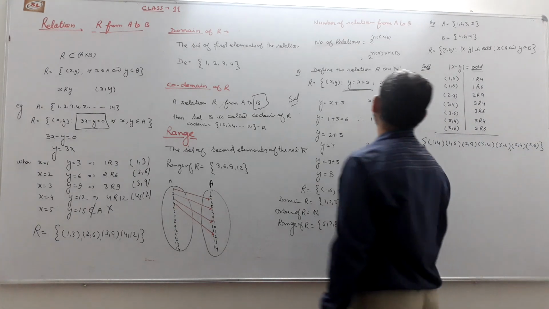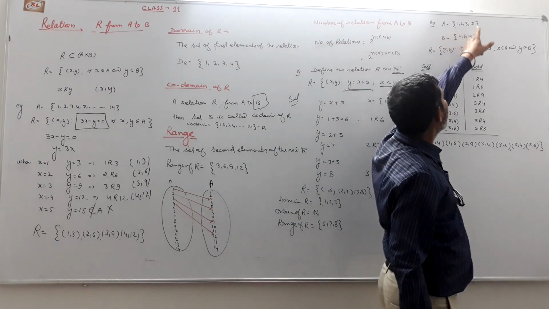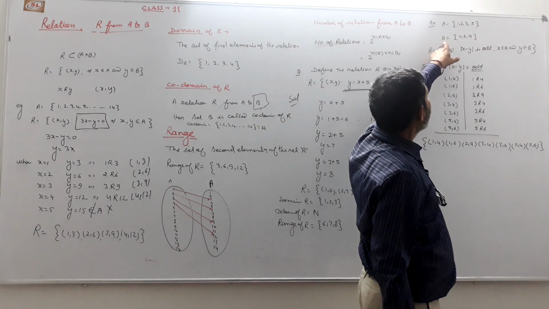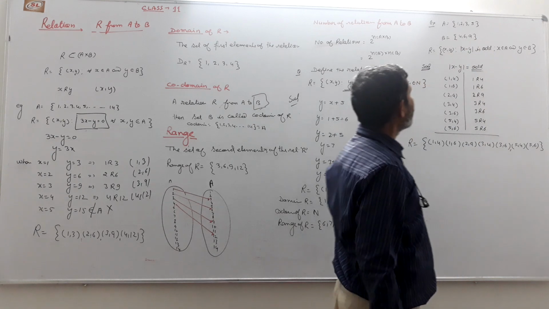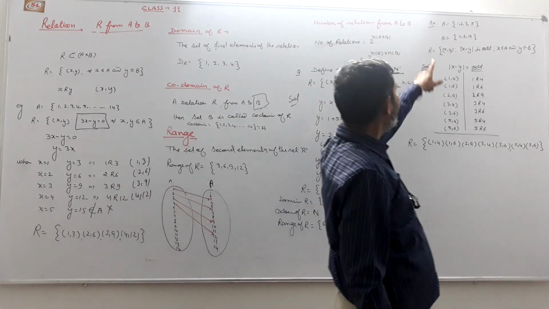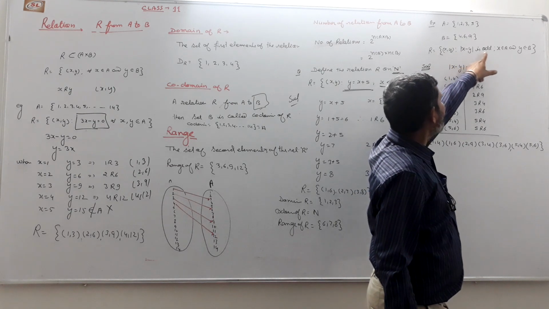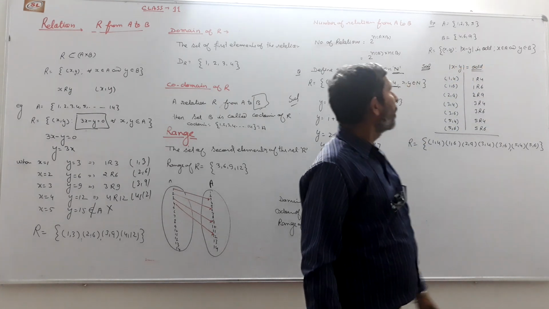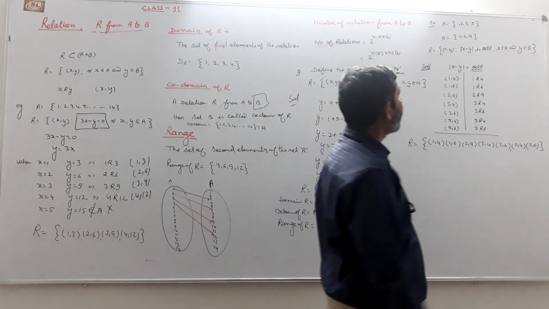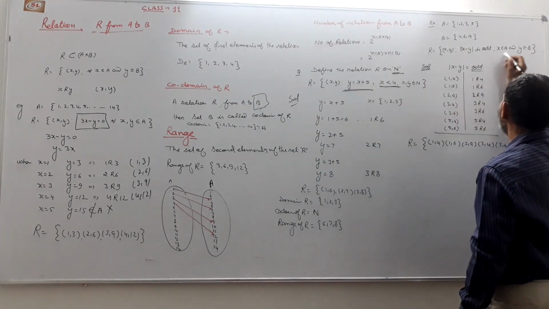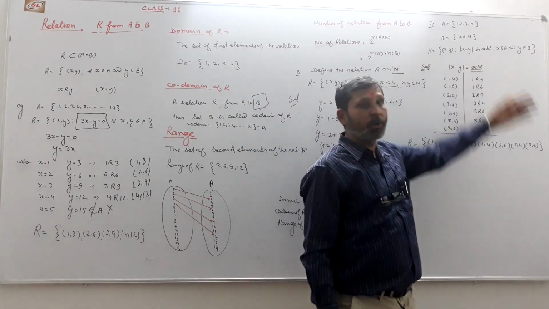One more question related to this. Let us suppose that A is a set whose elements are 1, 2, 3, 5 and B is a set whose elements are 4, 6 and 9. A relation R is defined by x comma y such that mod of x minus y is odd. The difference of x minus y is always odd, and it is given that x belongs to A and y belongs to B.